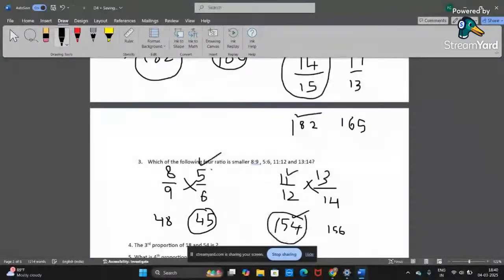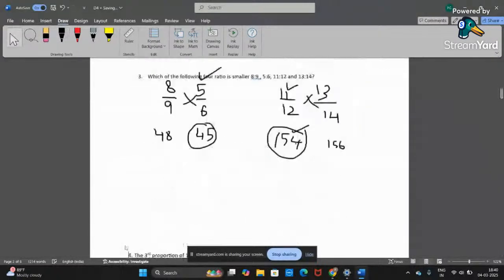Now what we have to do? We have to compare this with this. Let's find out the smaller one. So take this 5 by 6 and this one. 5 into 12, it is 60. 11 into 6 it is 66. Between these two, this one is smaller. So between all the four ratios, this 5 to 6 is the smallest one.